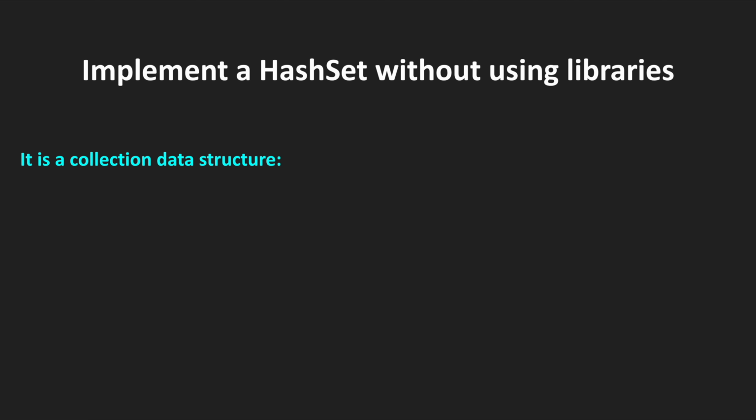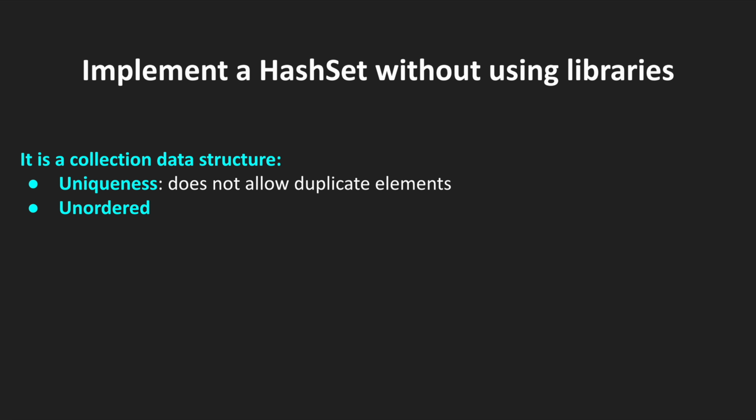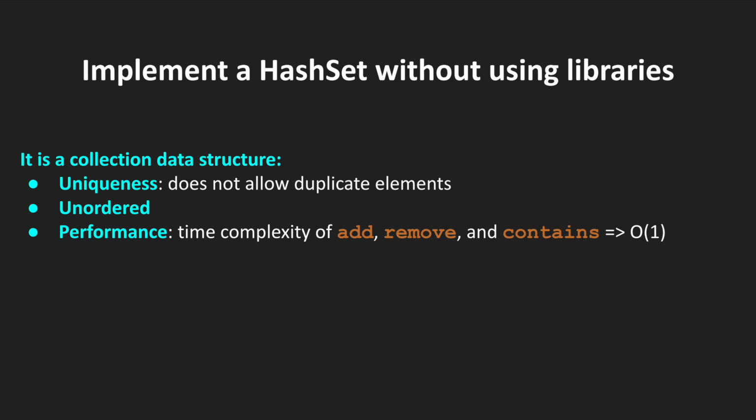A hash set is a collection data structure and it has certain features. The first one is uniqueness, it doesn't allow duplicate elements. The next one is that it's unordered, and performance-wise, the time complexity of the add, remove, and contains functions is O(1), which means that they are constant.